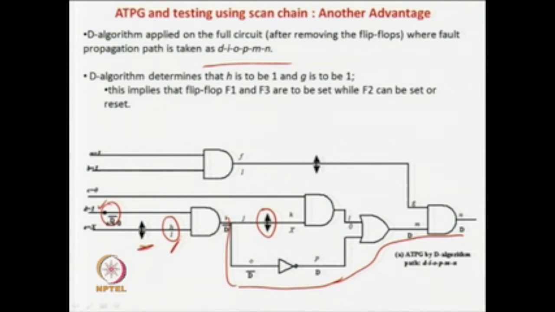So that you can easily do by scan chain by setting it to be 1, correct. Then you take D over here and then you get a prime, the inverter, so you get D over here, right. This is the OR gate. So to get a D over here, you require a 0 over here.